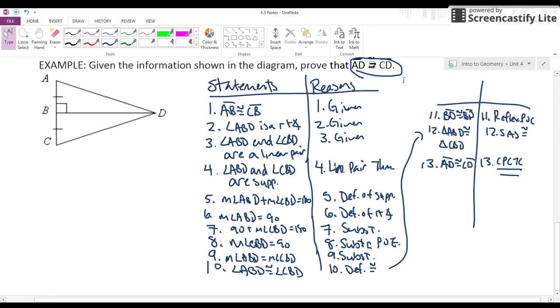So look very carefully at what you're trying to prove. If you're trying to prove triangles congruent, stop with SAS, ASA, whatever, right? But if you're trying to prove that the parts are congruent, then we want to keep going and we want to use CPCTC. All right, so that is it. Come back to class with questions. We'll be practicing this before your quiz.